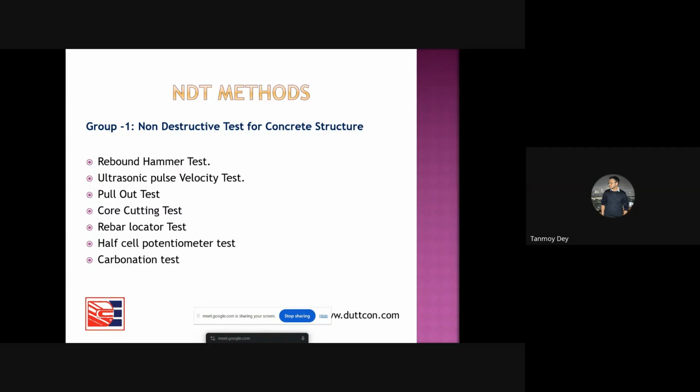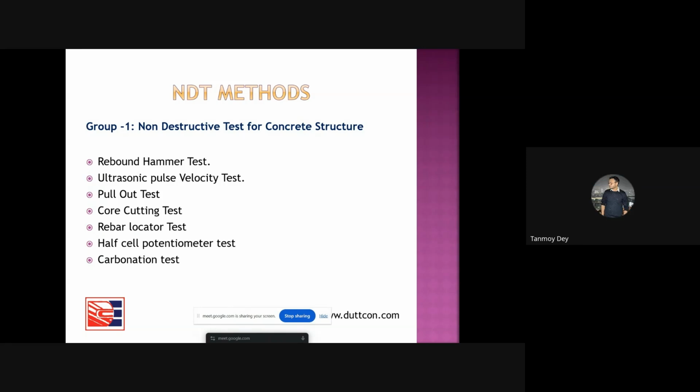Should we actually, all of us are from a civil background, sir? Yes, sir. All are from civil background. So I think everybody knows the rebound hammer, and I should not go into the details of that. I think the pull-out test is uncommon to many of you, isn't it? Yes, sir. It is a very new topic for most of us. Okay, please continue, sir.